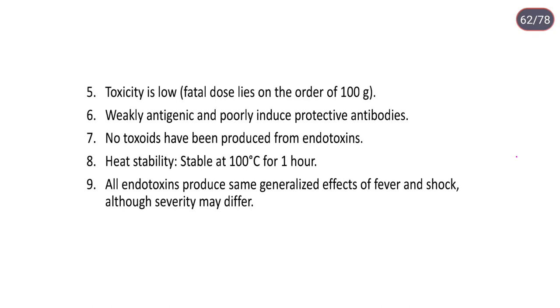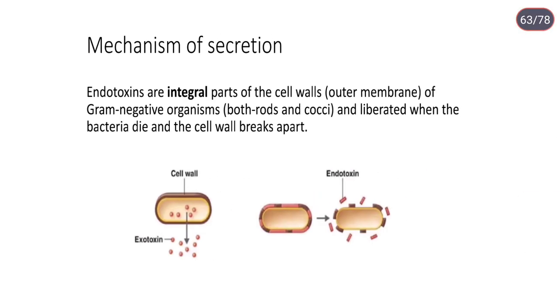Do you know the parts of endotoxin? The endotoxin actually has three parts. One is the lipid A, a polysaccharide core, and there is a somatic or O antigen. Actually, the toxic portion of endotoxin is the lipid A portion. So whatever effect is caused is done by the lipid A portion of the endotoxin.